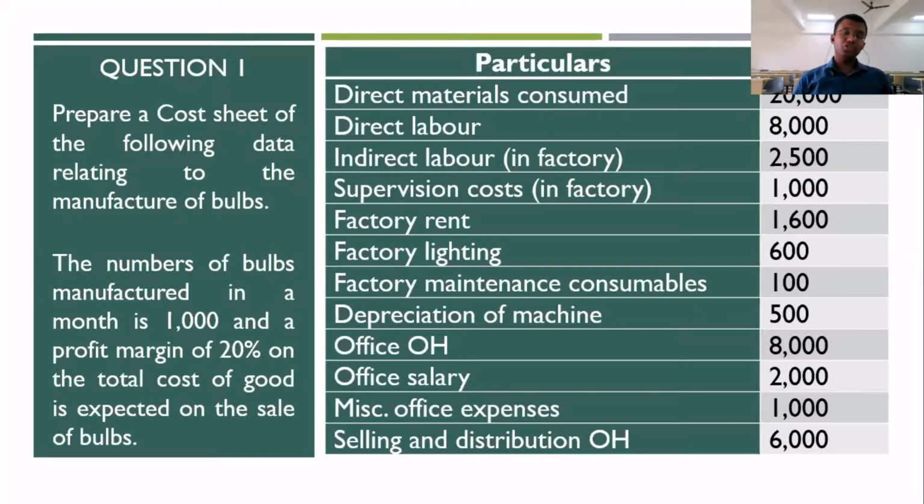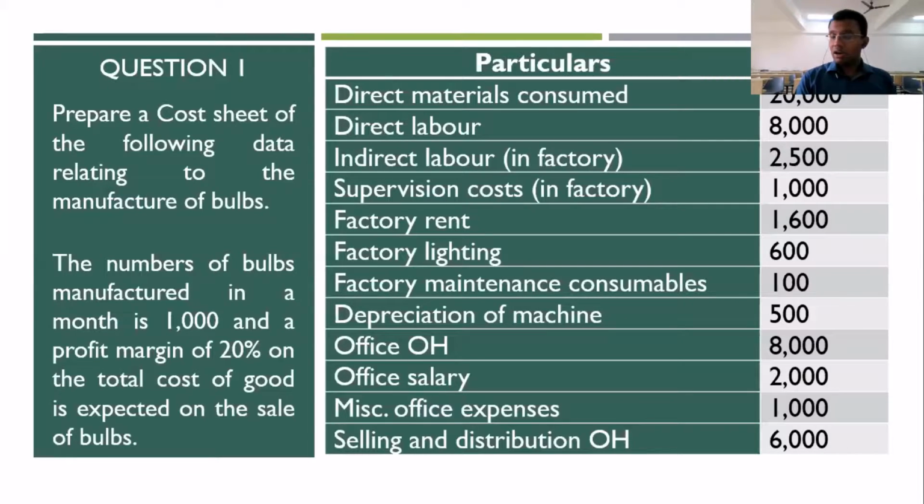Then you have depreciation of machine. Now remember, it is not highlighted which machine it is. Is it a machine with respect to your factory or with respect to your office? Since it is not stated, we would take it for granted that we are talking about a factory machine. So this will be a part of your factory overhead.